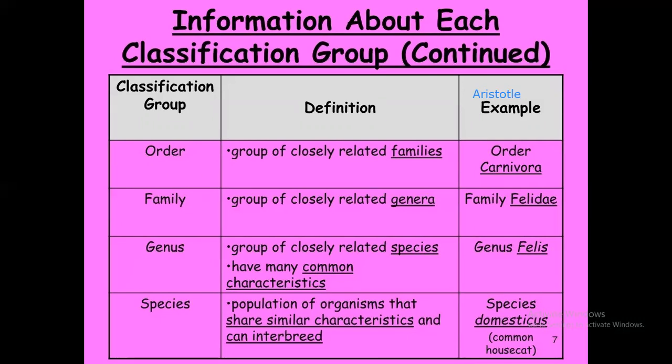Next comes genus, which is a group of closely related species and has many common characteristics. Usually, while denoting the scientific name, we keep genus and species in mind. Genus Felis could be an example. The next one is species, which is a population of organisms that share similar characteristics and can interbreed. For example, we can talk about sapiens, or species domesticus, which is commonly known as the house cat.